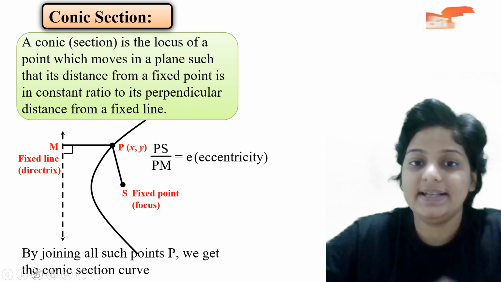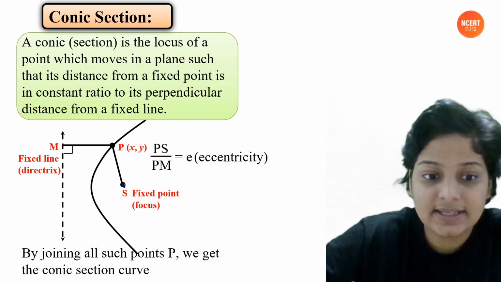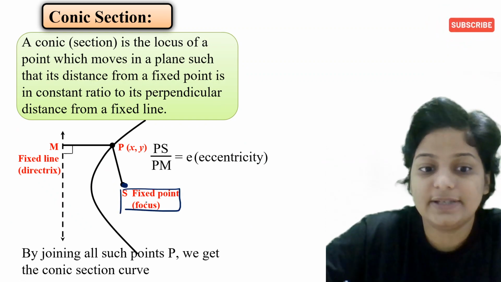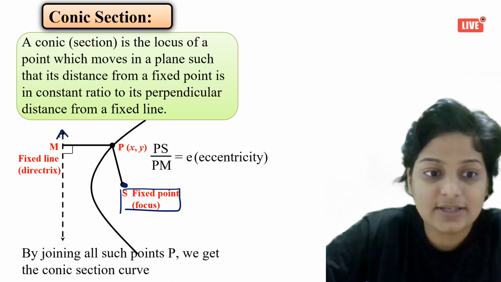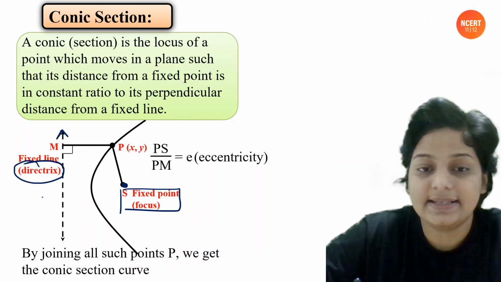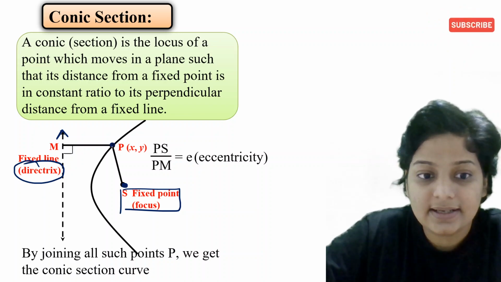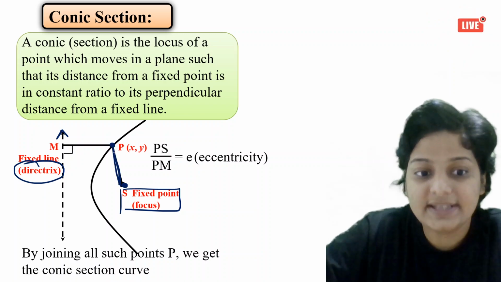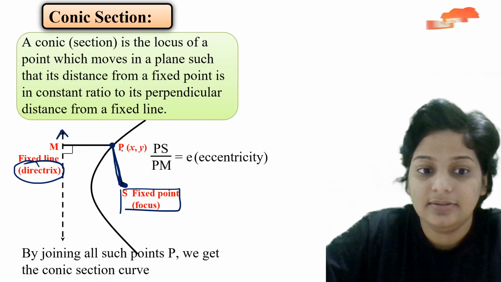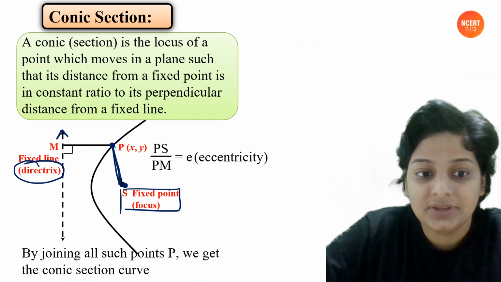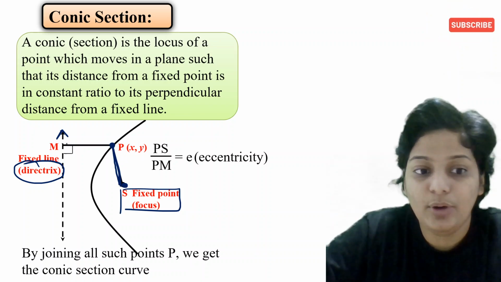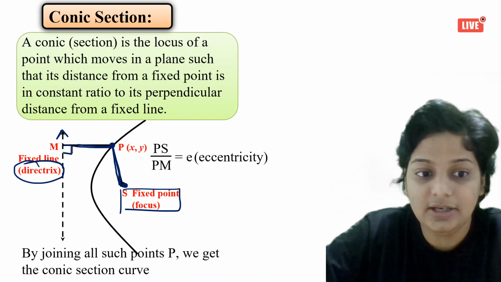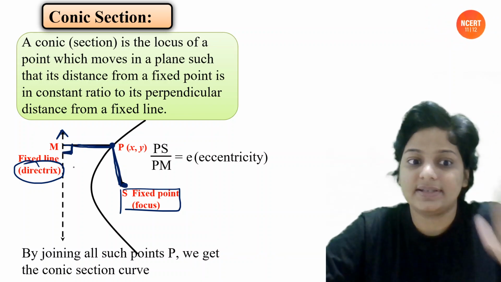Let us understand what I said through a diagram. Can you see this is your fixed point? This is your fixed point, focus. Can you see this is your fixed line, directrix? The distance between fixed point and P is PS. The distance between fixed line and point P is PM. Perpendicular distance, guys, perpendicular, not random distance, perpendicular.